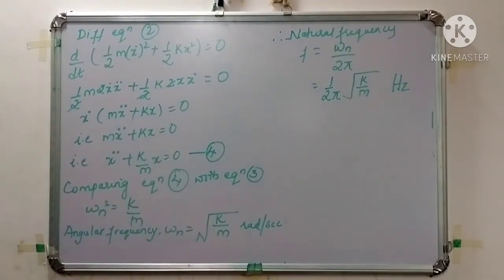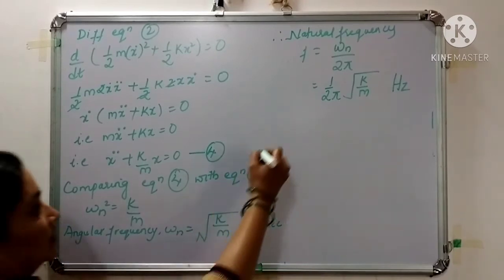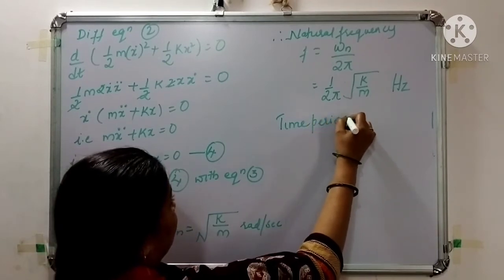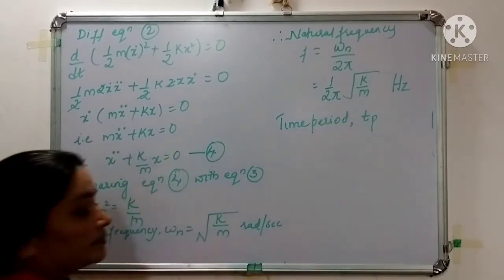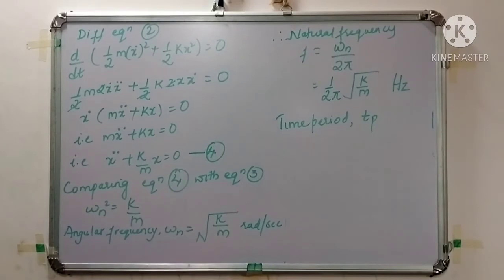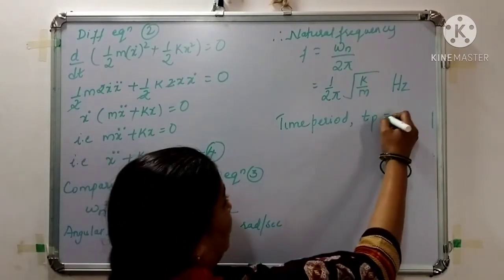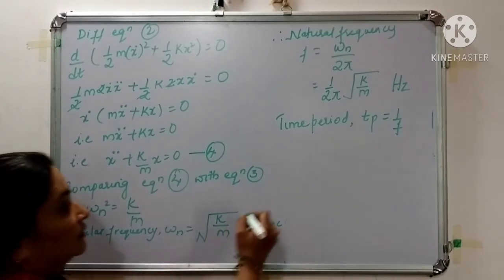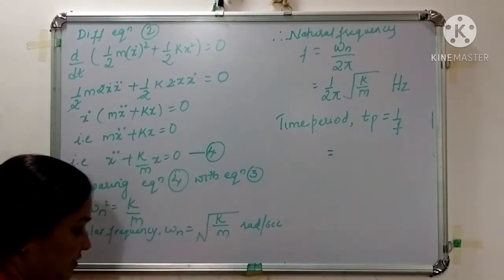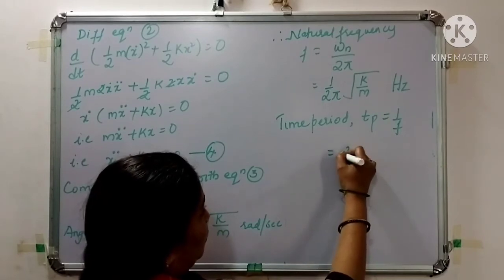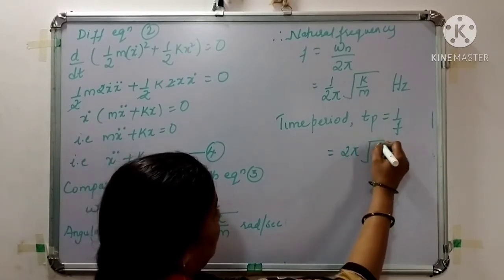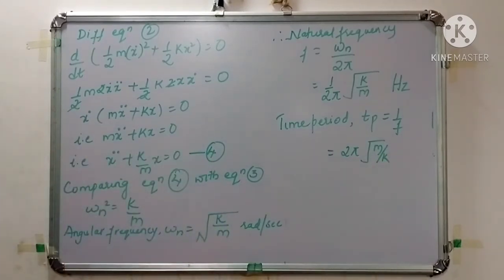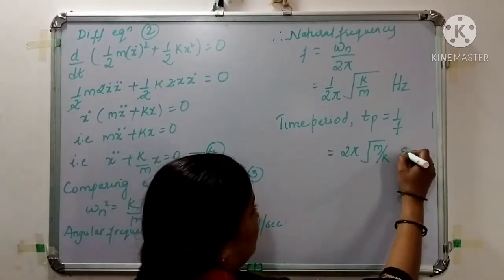Next, time period, that is Tp. Time period is equal to the reciprocal of frequency, which is nothing but 2 pi under the root m by k seconds.